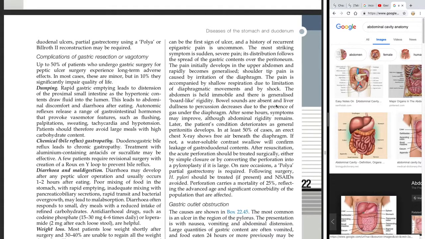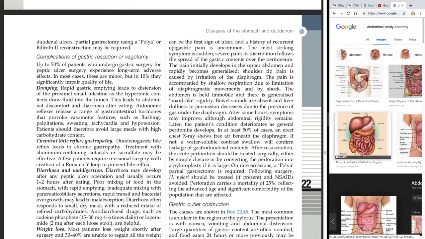Bowel sounds are absent, and liver dullness to percussion decreases due to the presence of gas under the diaphragm. So bowel sounds are absent because the intestinal movements are not there. As for liver dullness to percussion, your gastric contents are not only gastric acid, not only the digested food in your stomach, not only the chyme, but there's also some air inside the gastrointestinal tract, which will escape into the abdominal space when there's a perforation.